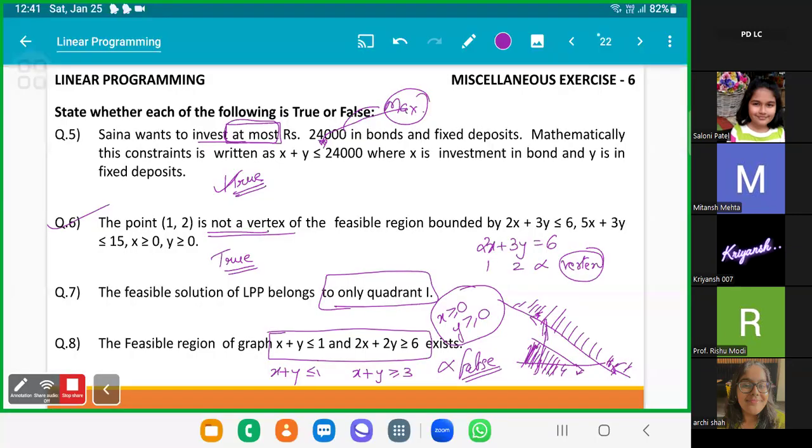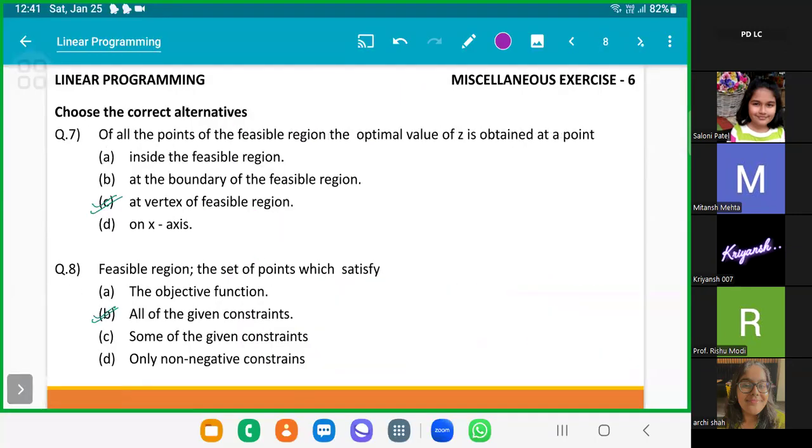Sir, MCQ 10. Saloni, I am not able to hear you properly. Can you please write on the chat box, or you can tell again? MCQ question number 10. Okay, one second, I'll just share the screen again.